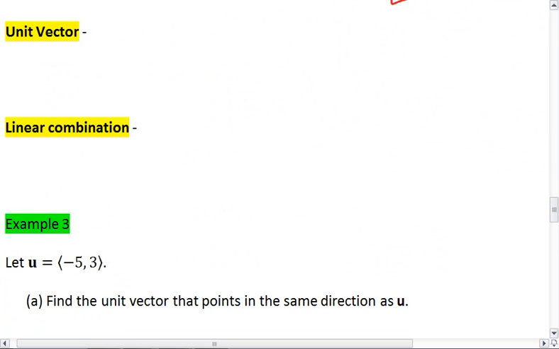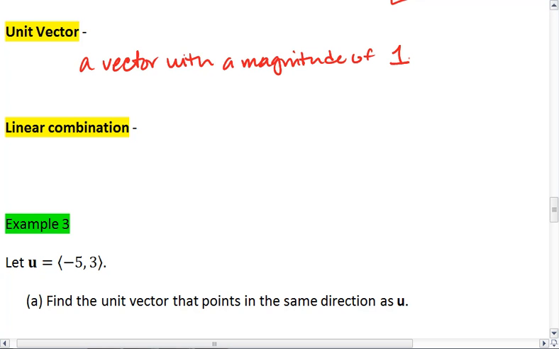Alright, this brings us to the topic of a unit vector. A unit vector is a vector with a magnitude of 1. We do have 2 very special unit vectors. I is a unit vector that is 1, 0. So it's a unit vector that is completely in the direction of a horizontal distance. J is a unit vector in vertical distance, so it's a vector that's 0, 1.